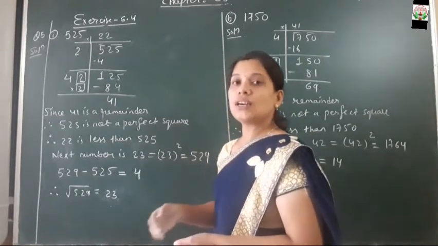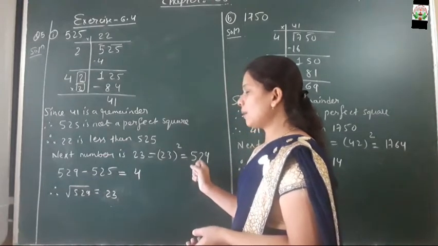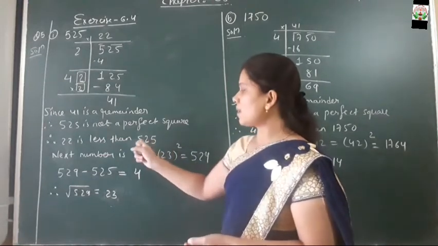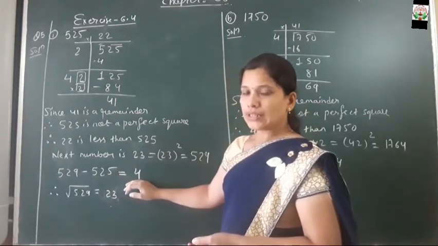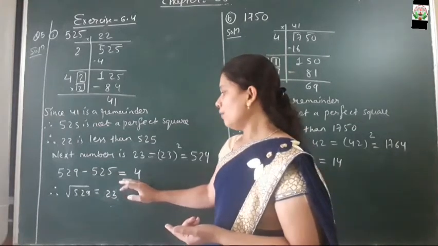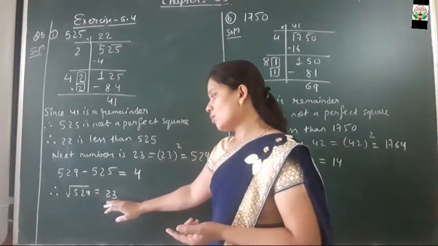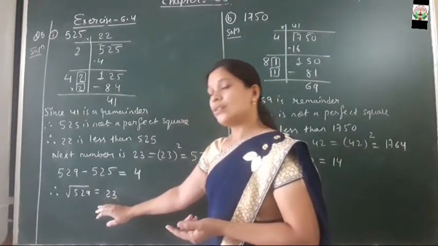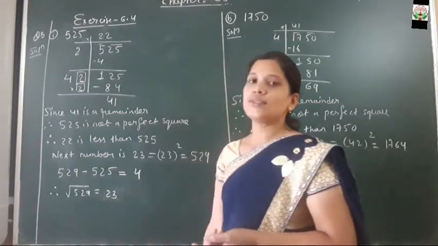23. So the square of 23 is 529. Now 529 will be subtracted by 525, and you will get the answer 4. So the least number to be added is 4. Now 529 is a perfect square, and the square root of 529 is 23.